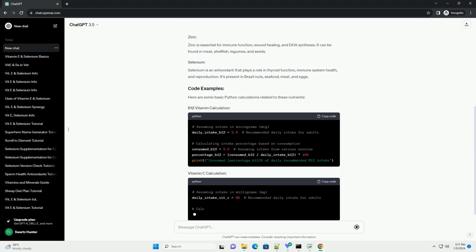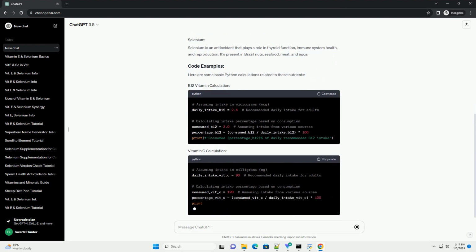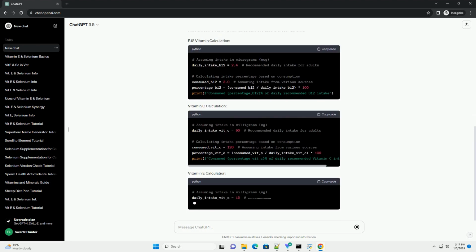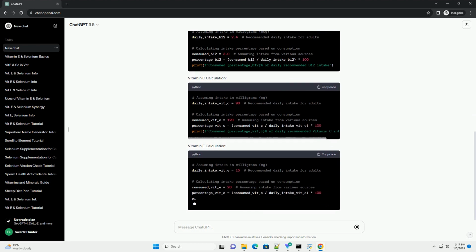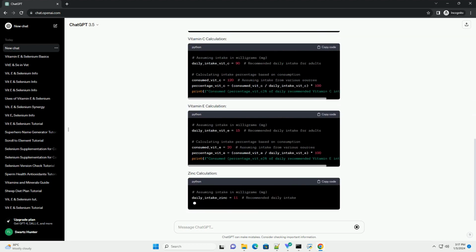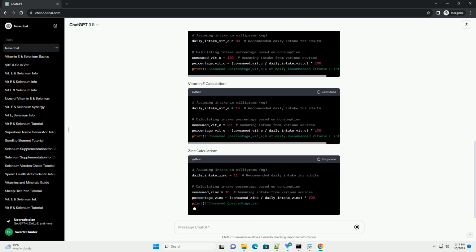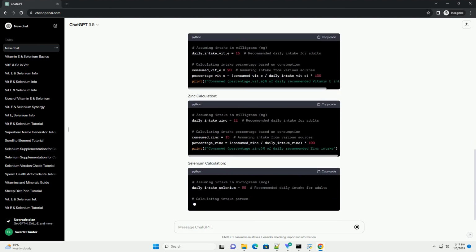Vitamin B12, also known as cobalamin, is crucial for nerve function, DNA production, and the formation of red blood cells. It's primarily found in animal products like meat, fish, and dairy.